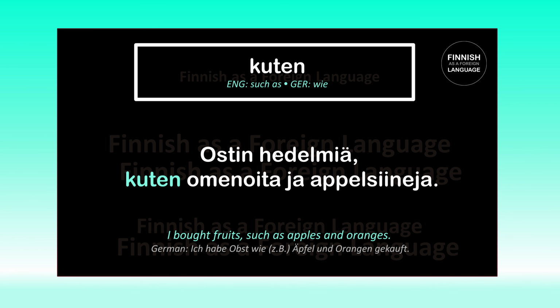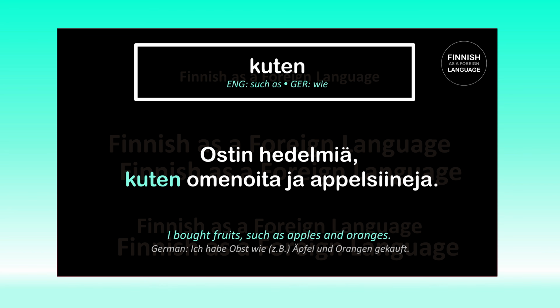Let's go step by step. Ostin means I bought. It's the first person singular past tense of the verb ostaa, which means to buy. Hedelmiä, here's the partitive plural of hedelmä, which means fruit. Kuten means such as, it's our conjunction here. And omenoita ja appelsiineja are both standing in the partitive plural, in English, apples and oranges. So here we use kuten because we're giving examples in a list. So again, kuten means such as. Let's repeat again. Ostin hedelmiä kuten omenoita ja appelsiineja.